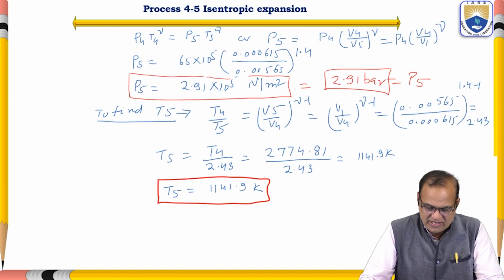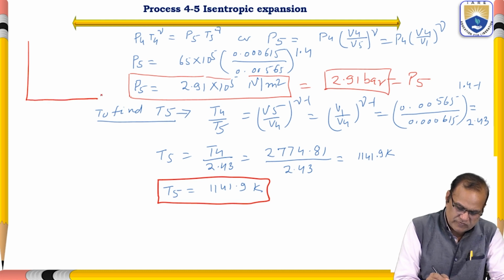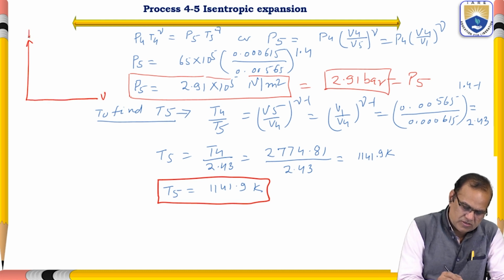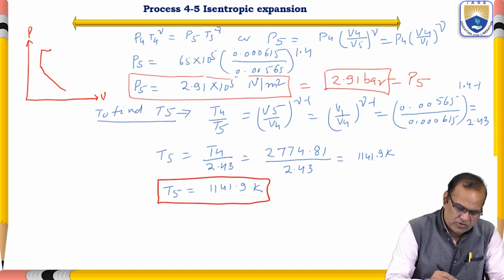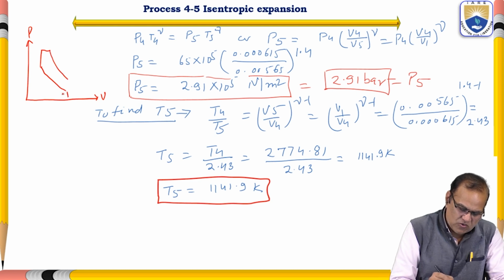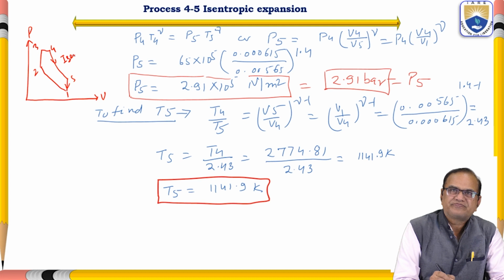Now we have to see the 4 to 5 process. 1 to 2, 2 to 3, 3 to 4, and 4 to 5. 1, 2, 3, 4, 5. This is the isentropic expansion. In this process, the whole work is obtained.